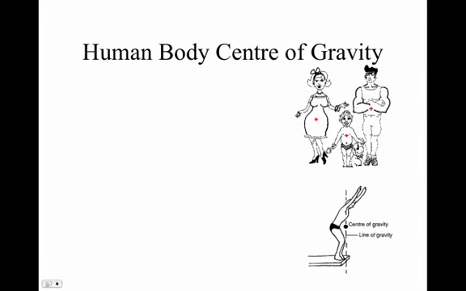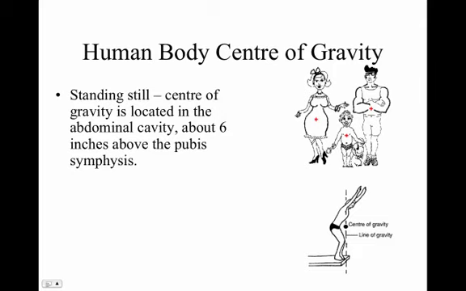Let's talk about center of gravity in the human body. If you stand still, the center of gravity is located in the abdominal cavity, about 6 inches above your hip bones. So if you look at these three people, we can see that the center of gravity for the little baby's there. For the woman, it's down lower, and for this man, it's a little bit higher above the belly button.